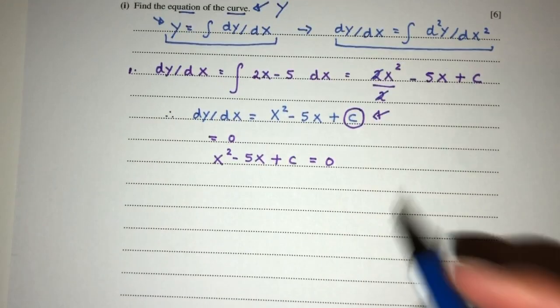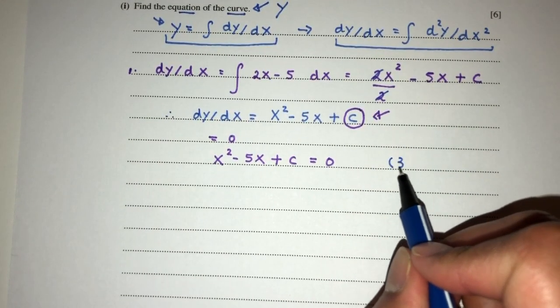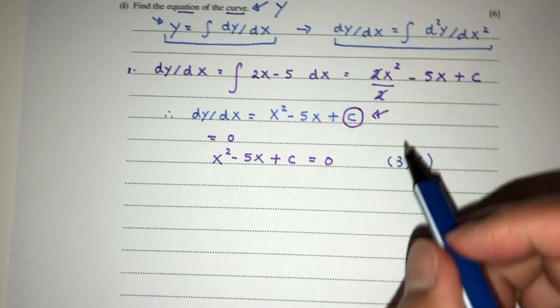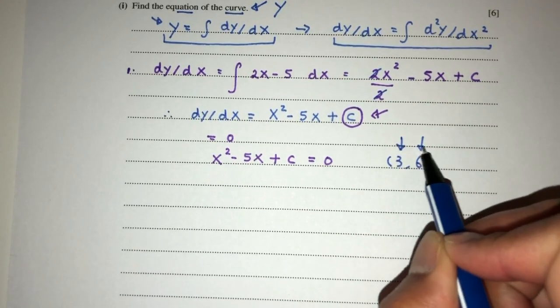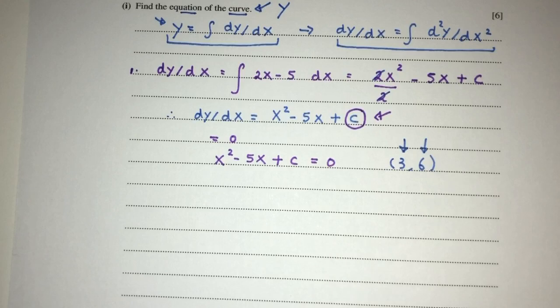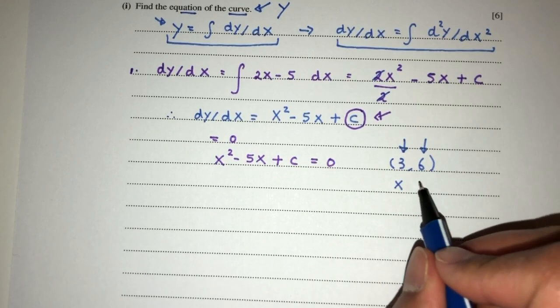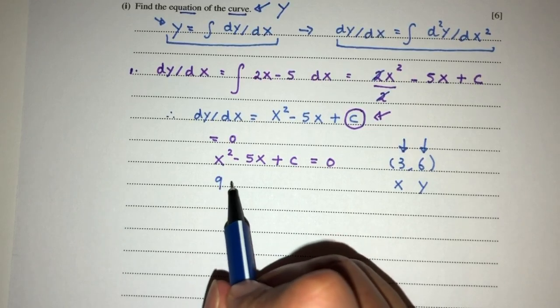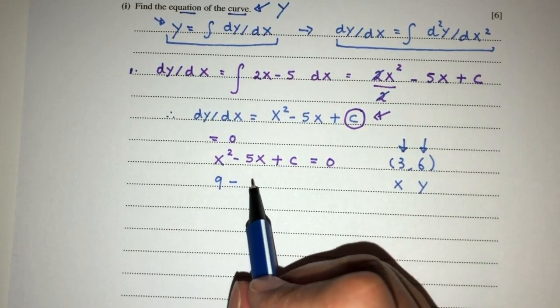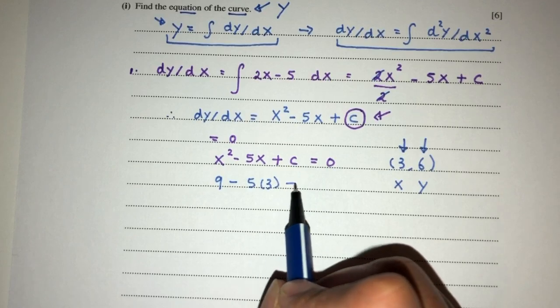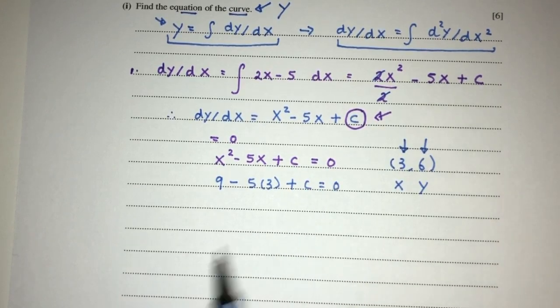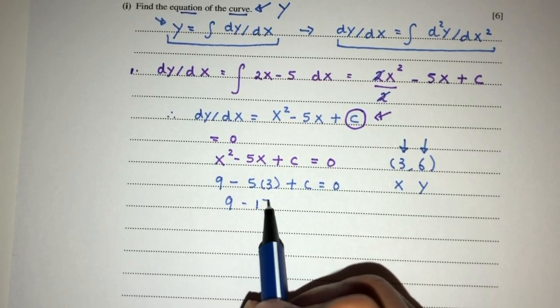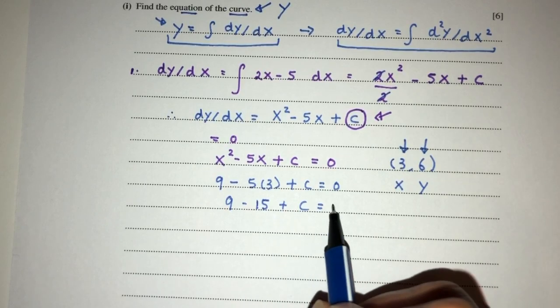So you're supposed to get the point, what? The point 3 and 6. So we have to use these 2 points to find that value. So this is the x value, this is the y value. So here we have only x, so replace x in here. You will have 9 minus 5 times 3 plus c equal to 0. So 9 minus 15 plus c is 0.